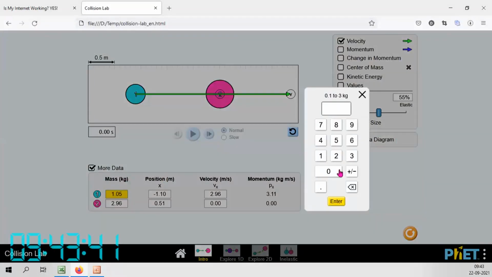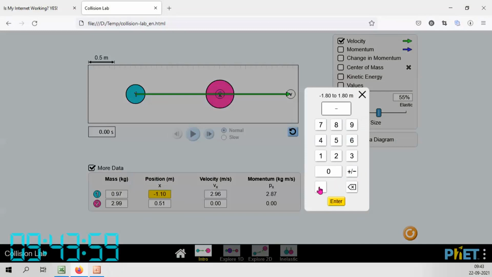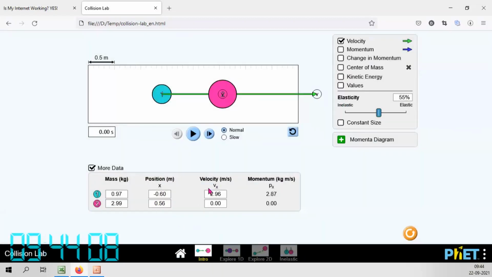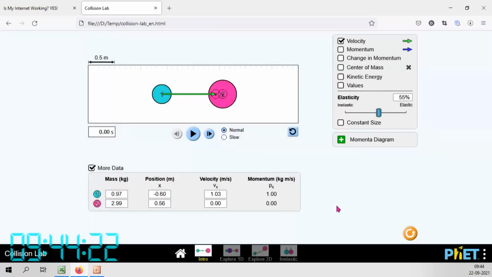So return balls 0.97 and 2.99, 1, 3, minus 1. So, sorry, 1, 3, minus 0.5 plus 0.5. Minus 0.6 plus 0.56. Just for random distribution. Then velocity, initial velocity is 1, so 1.03.